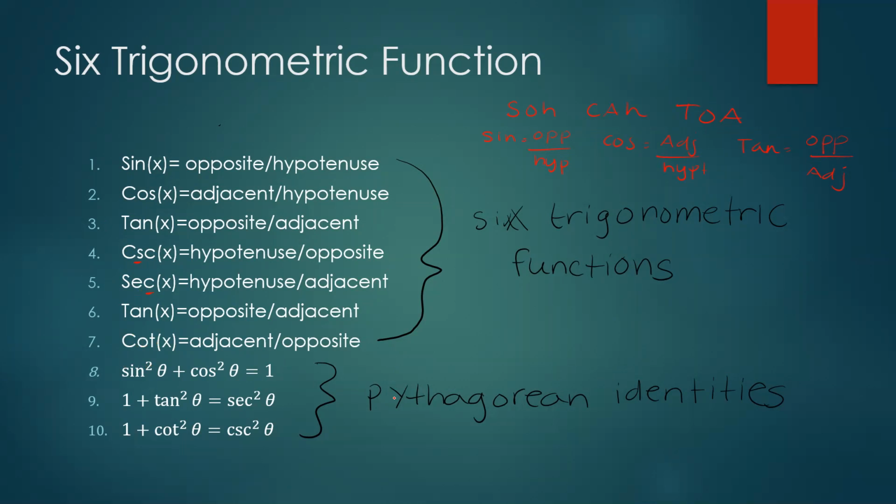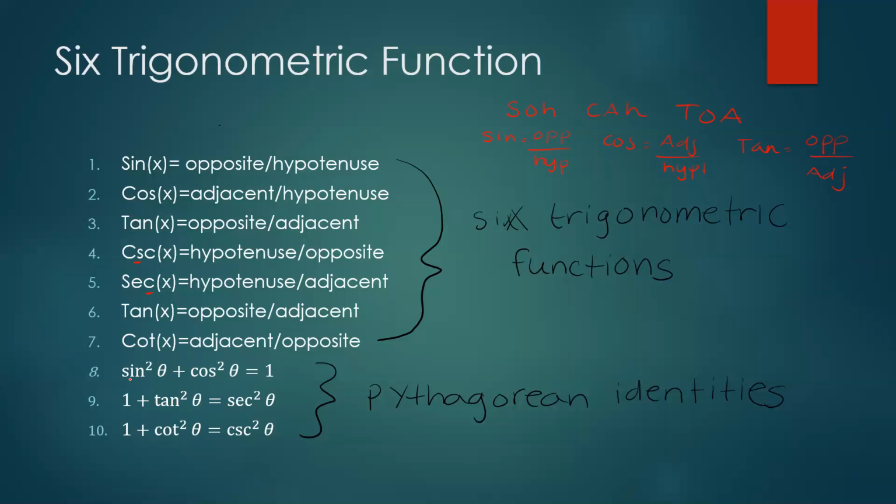And then there are some Pythagorean identities. This one is probably the most common one. Sine square theta plus cosine square theta equals 1. And then you have these other two formulas. 1 plus tangent square theta equals secant square theta, and then 1 plus cotangent square theta equals cosecant square theta. Now, I think you only have to remember this one, sine square theta plus cosine square theta equals 1.